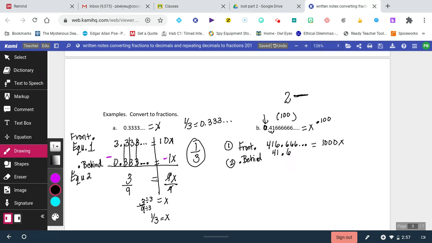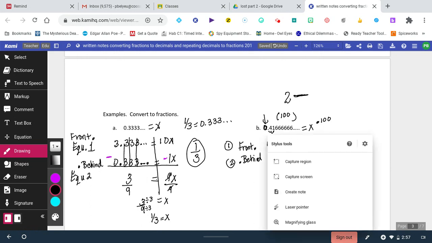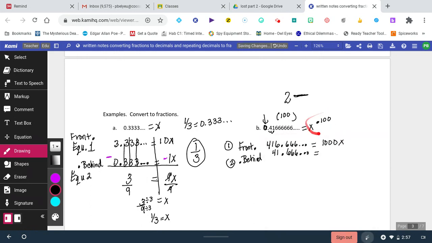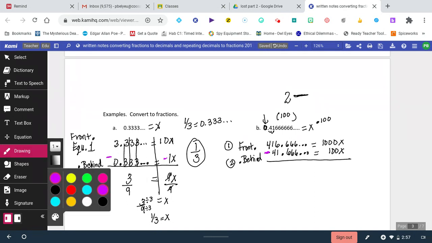41 and then a whole bunch of 6s. All my 6s are now back there. Now, if I multiply over here by 100 times x is just 100x. Okay, they're already stacked together, so I'm going to subtract here. And I'm going to subtract over here.